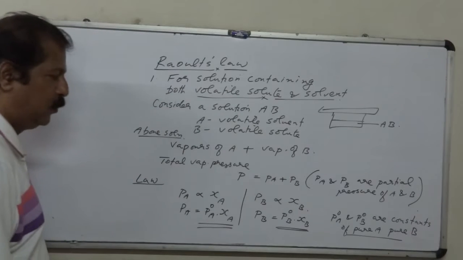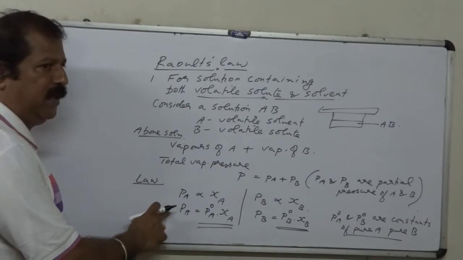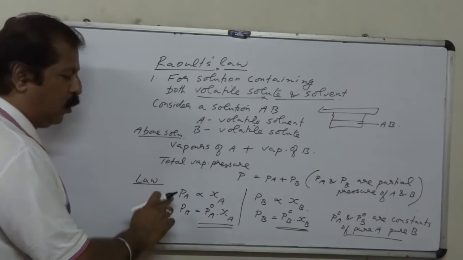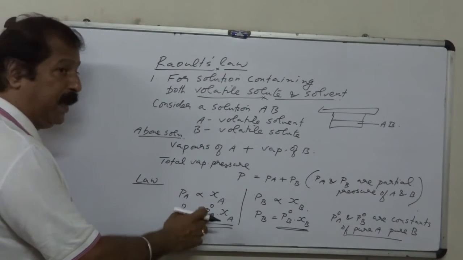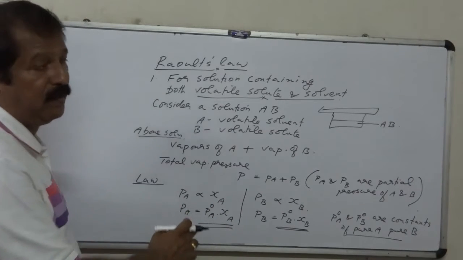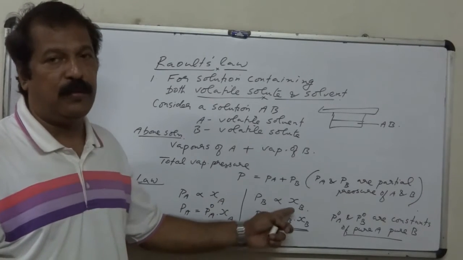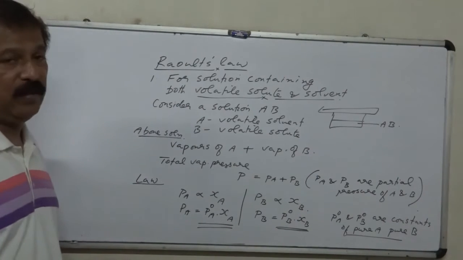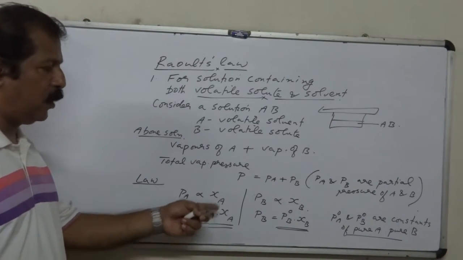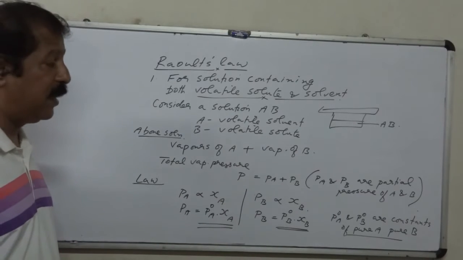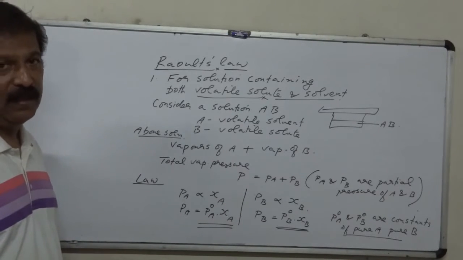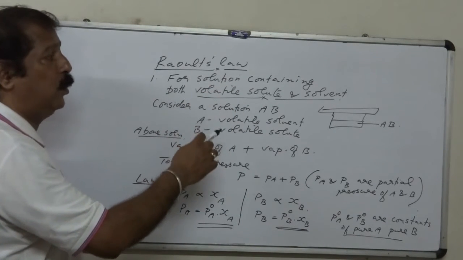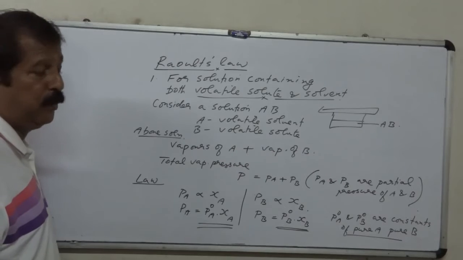The partial pressure of a component in the vapor phase of a solution is directly proportional to its mole fraction. Or we can say PA is equal to P0A into chi A, where P0A is a constant, and PB is equal to P0B into chi B, and P0B is a constant. This is Raoult's law number 1. Here P0A and P0B are the vapor pressures of pure A and pure B. This is Raoult's law for a solution containing both volatile solute and solvent.